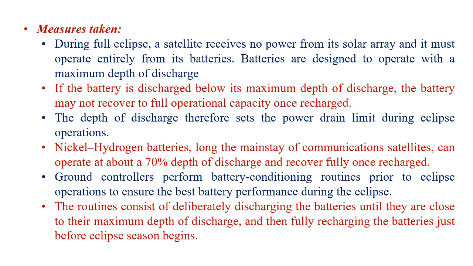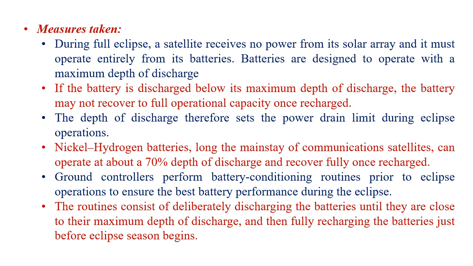During full eclipse, a satellite receives no power from its solar array and it must operate entirely from its batteries. Batteries are designed to operate with a maximum depth of discharge. If the battery is discharged below its maximum depth of discharge, the battery may not recover to full operational capacity once recharged. Those are the problems of any rechargeable battery. We are facing this particular problem. The depth of discharge therefore sets the power drain limit during eclipse operations.